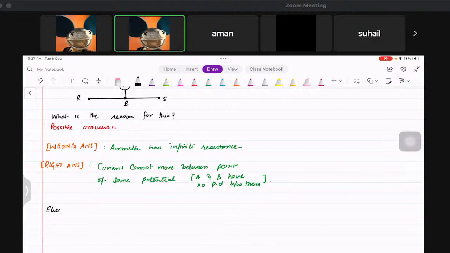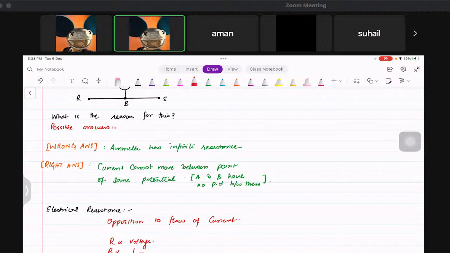So now we look at electrical resistance, right? Now electrical resistance is basically the opposition to flow of current. Like resistance is proportional to voltage, and resistance is inversely proportional to current. There is a certain condition for this, though, not always.